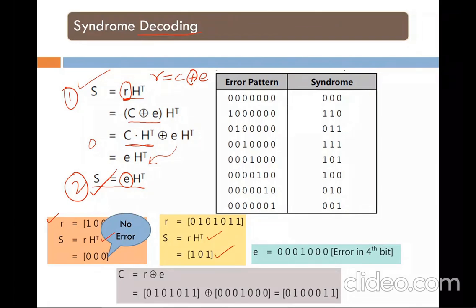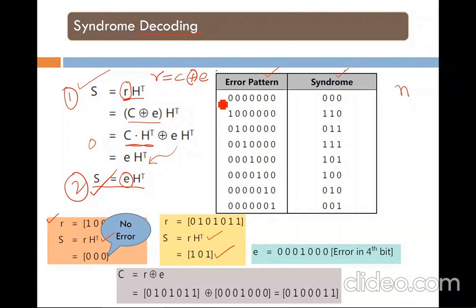For that purpose, this table shown here is prepared. You can see that this table has two columns. First is the error pattern and second is the syndrome. While writing the error patterns, you can see that the error pattern will consist of a number of bits equal to n. N is nothing but the number of bits in the code word. The error pattern will have the same number of bits.